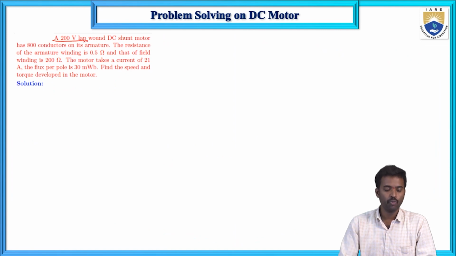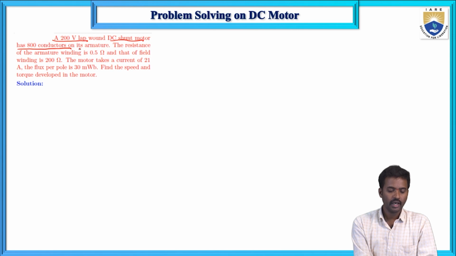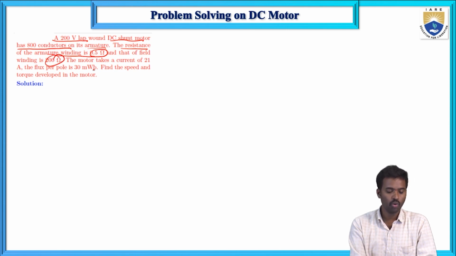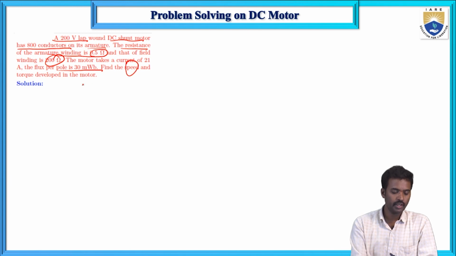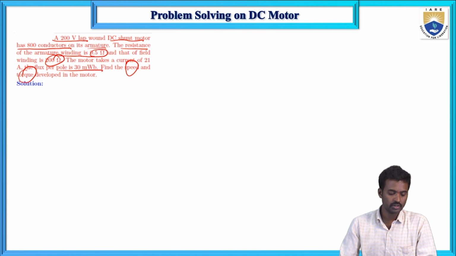A 200 volts lap wound DC shunt motor has 800 conductors. The resistance of the armature winding is 0.5 and the field winding resistance is 200 ohms. The motor takes a current of 21 amperes, flux per pole is 30 milliwebers. Find the speed and the torque. So now here is the solution for this.